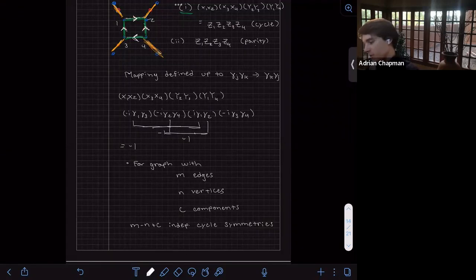You can have at most 1 parity symmetry as well, because there's at most 1 way to, I guess, take the product of all the Majorana modes. If there's an even number of Majorana modes, you can do this. And if there's an odd number of modes, you can't. And the other important thing is that given an eigenvalue configuration for the cycles, you can always choose an orientation that works.